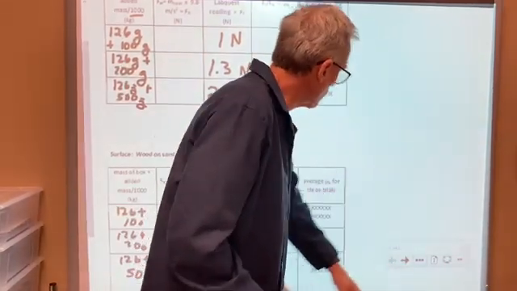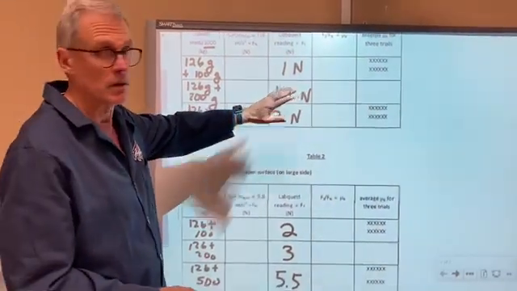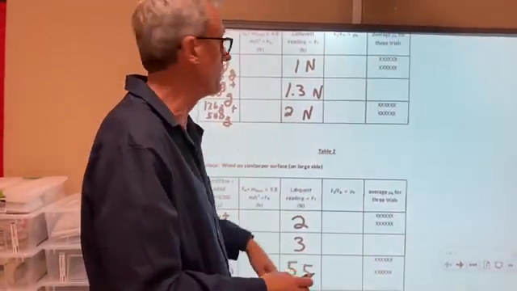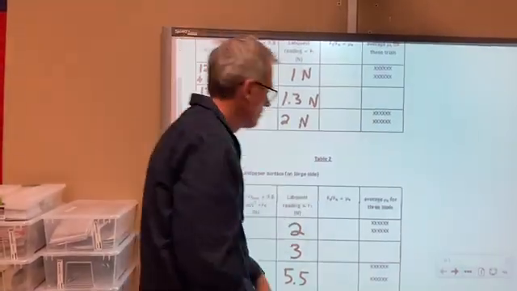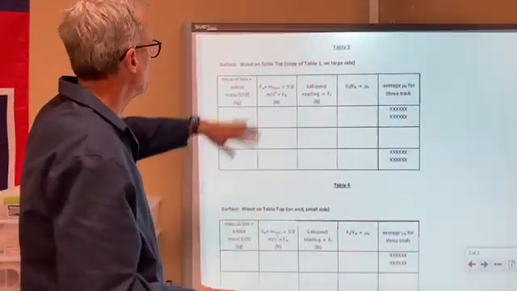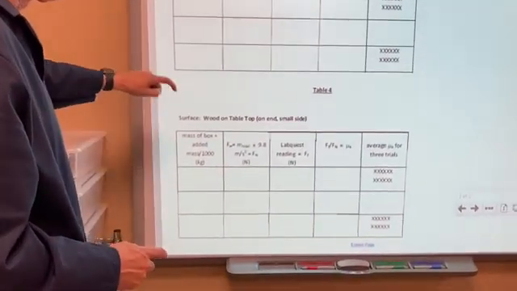So let's go to the next table, table 3. Well, table 3 is just a repeat of table 1, so you don't have to redo it. There's nothing to do for table 3, and I'm not going to fill out table 3. Take the data from table 1 and put it in table 3. It's a copy of table 1 on the large side. Do that. Then let's go to table 4.